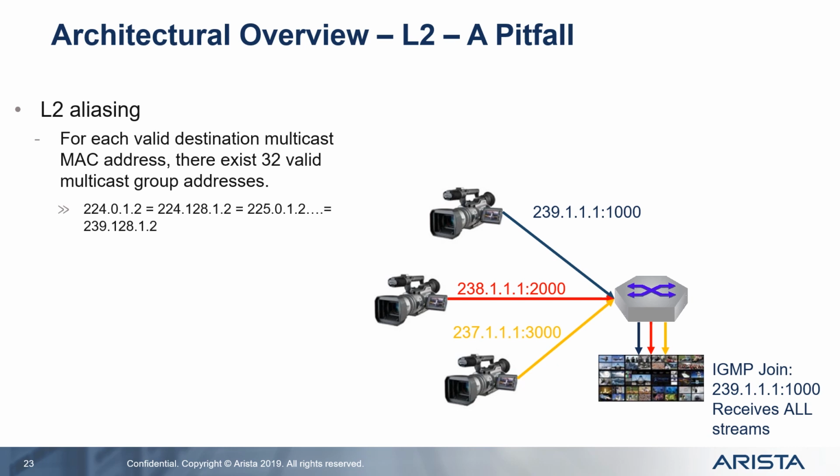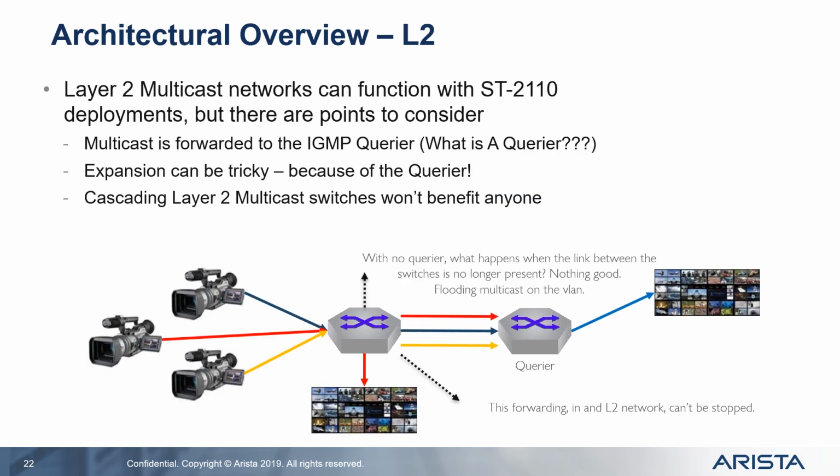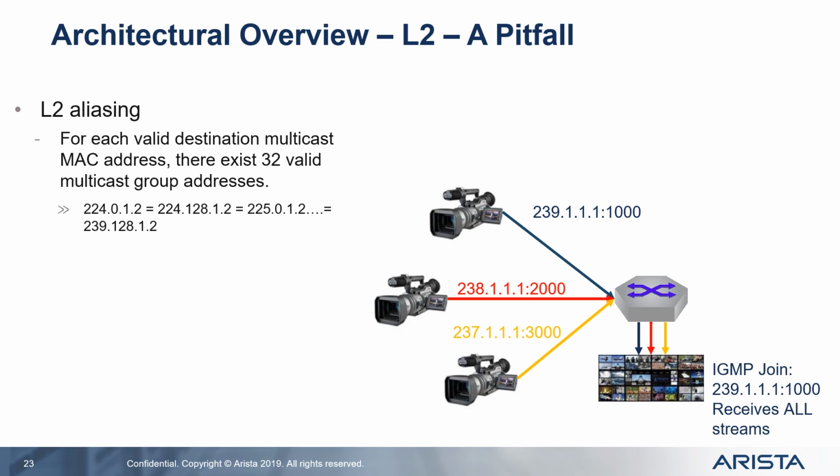Also in layer 2 multicast, there's another pitfall. These 3 cameras are spitting out multicast addresses of 239.1.1.1, 238.1.1.1, and 237.1.1.1. Those are unique, right? They all seem unique to me from an IP perspective, and they are. The problem with that is in a layer 2 environment, we don't care about the multicast address. We care about the MAC address. And unfortunately, every single multicast address does correspond to a MAC address, but they're not unique.